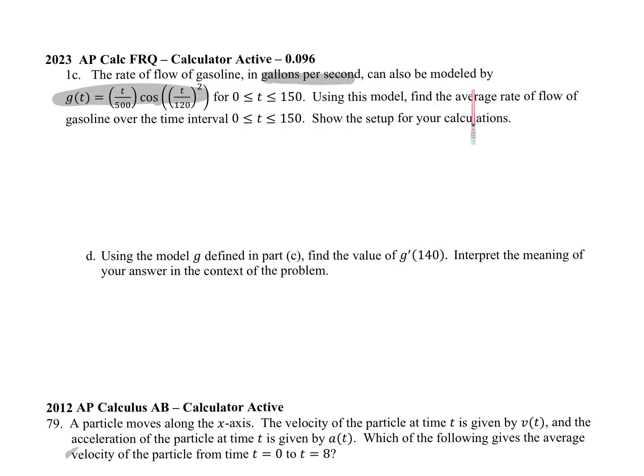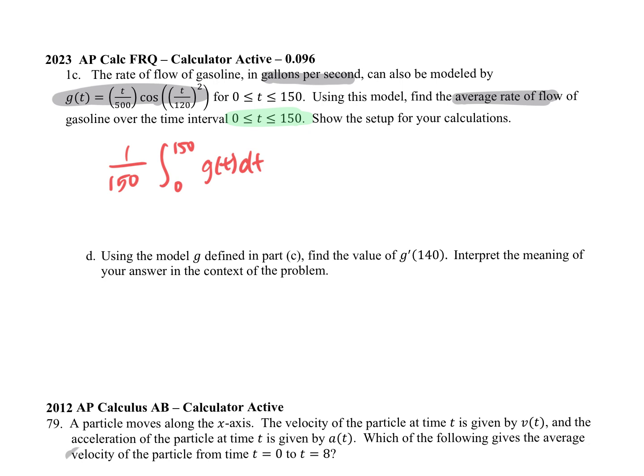Using this model, find the average rate of flow between 0 and 150. Average value. 1/150th. From? 0 to 150. You got it. Of? G of T. G of T, exactly. Because on the AP test, time is going to be an issue. I personally would not write that G of T out.